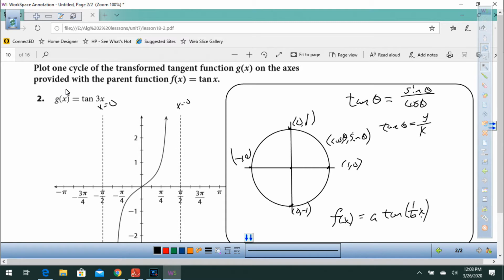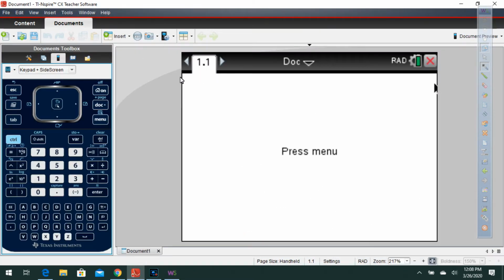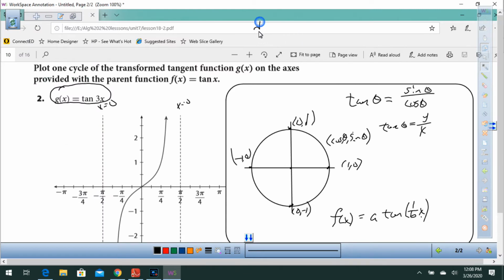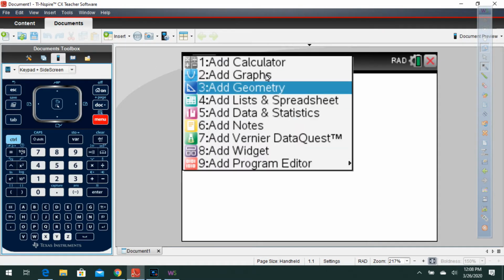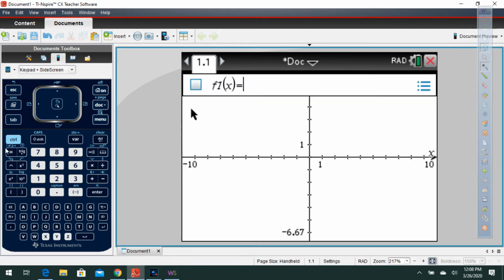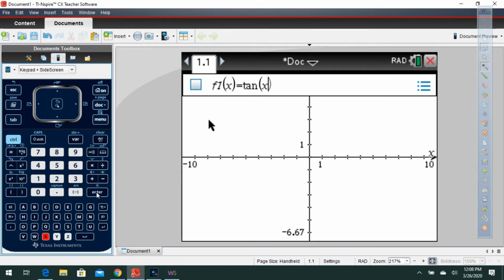So we have g of x equals tangent 3x. Well, let's go to our graphing calculator. And remember, if you can't use the Inspire, you can always use the Desmos calculator. Desmos has a graphing calculator, and it's on your Chromebook, or it should be. It's in the App Store anyway. So here we go. Let's go to graphs. Trig, let's do tangent x. All right, so there's tangent x.